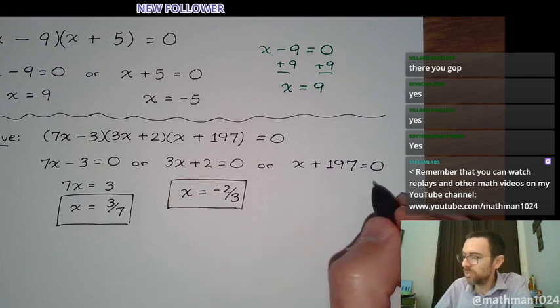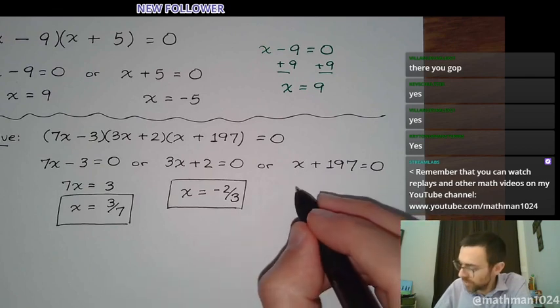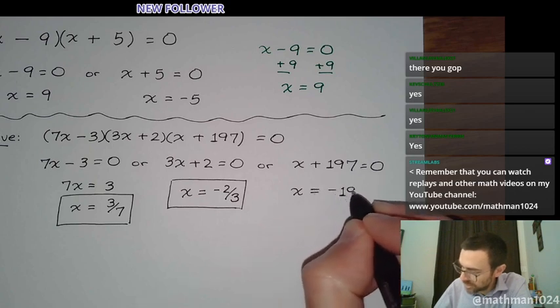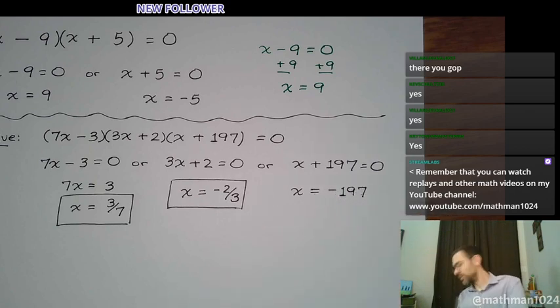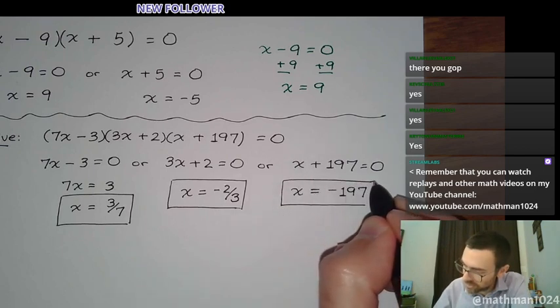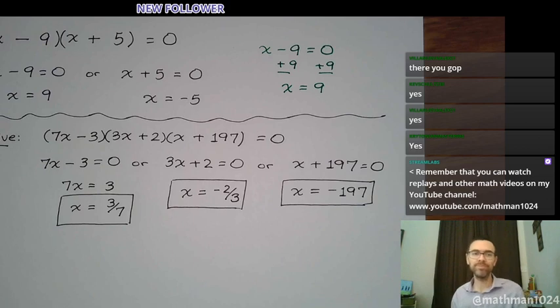And finally over here, x plus 197 equals 0. All you need to do is subtract the 197. So x is equal to negative 197. Okay? And that's pretty much it.